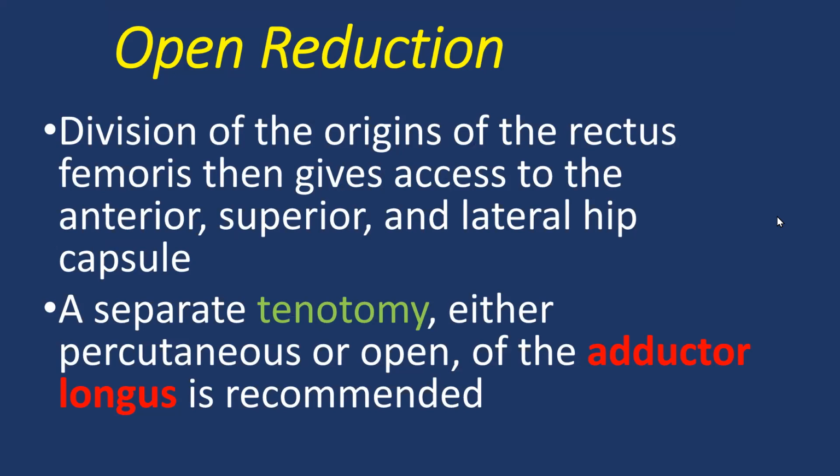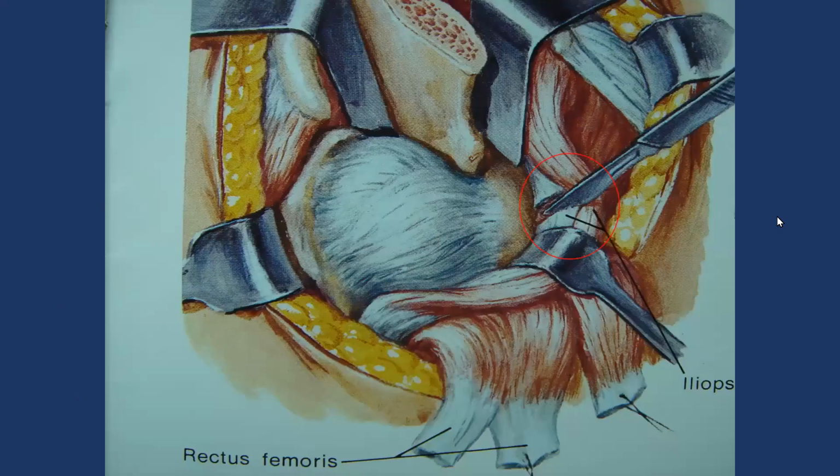A separate tenotomy, either percutaneous or open, of the adductor longus is recommended. We should tenotomize. Now, we've reached the hip. The iliopsoas is tenotomized. The capsule is just facing you.